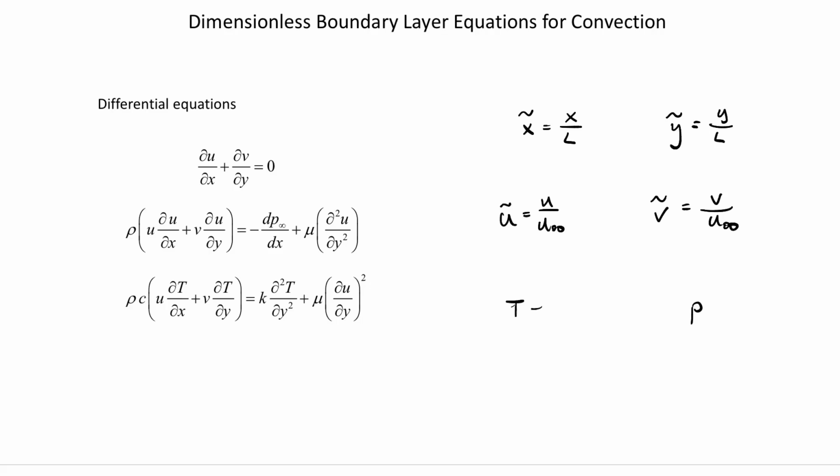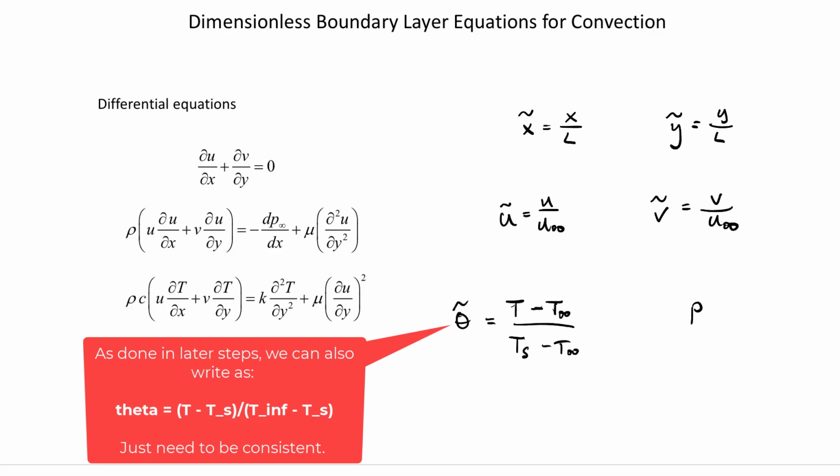Yeah, right. So temperature, you're at T, that's changing, minus some base temperature. So what's the lowest temperature in the system? That's going to be T infinity. What's the highest temperature in the system? It'd be Ts, the surface temperature, minus T infinity, and we'll call that theta. So theta is going to be our normalized temperature. Again, this is going to always, for this problem, be between 0 and 1.